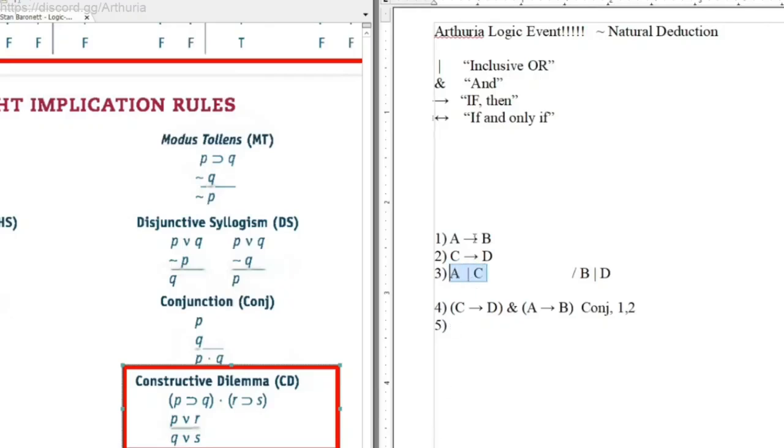And then we could say here, again, the trick is you have the 2 left sides connected by an or, and then you get the 2 right sides connected by an or. So it would just be D or B. This would be CD of like 4 and 3. That's the constructive dilemma rule, which is stupid. I don't like it. It makes my head hurt.